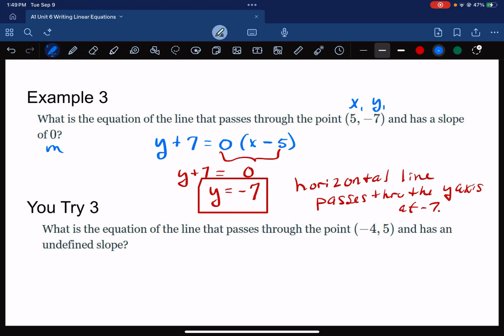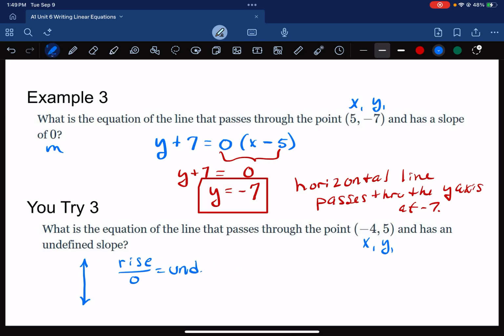Oh my, what is the equation of a line that passes through the point, and then there's my x1 and my y1, and then the slope is undefined. So what kind of lines have an undefined slope? Well, it's vertical lines. Vertical lines, there's no change in x. They're all rise and no run. And so if you have all rise and 0 run, that's division by 0, which is undefined.